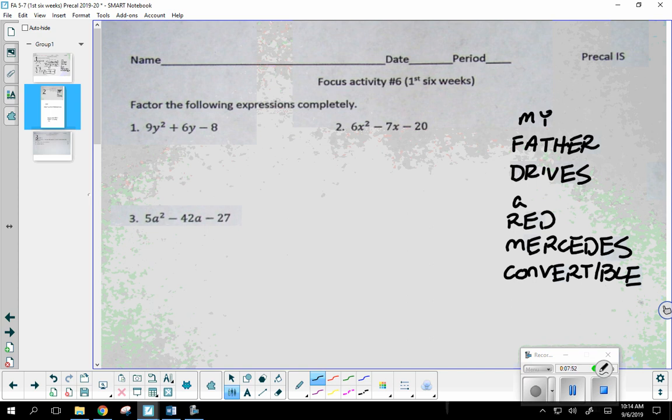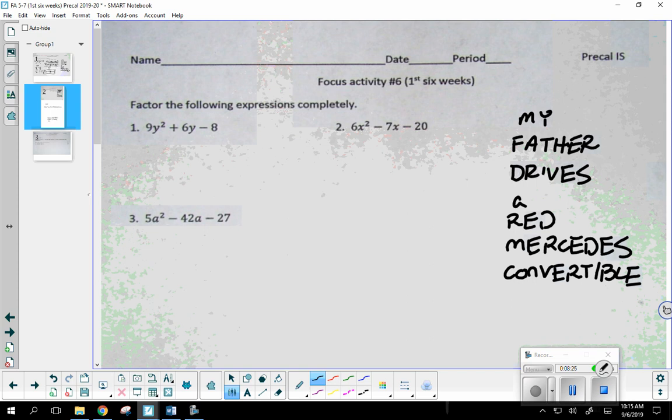Now, again, I want to emphasize, if you have a method that you already feel comfortable with, please feel free to use it. I'm always going to go ahead and use this. My father drives a red Mercedes convertible. So tell me what the steps mean. What's that M? Multiply. The F? Factor, then we divide, reduce. The second M is to move the values, and then we check our answers.